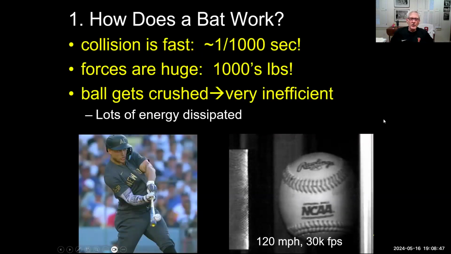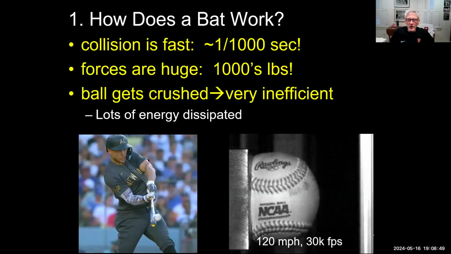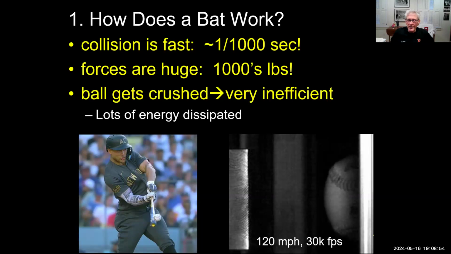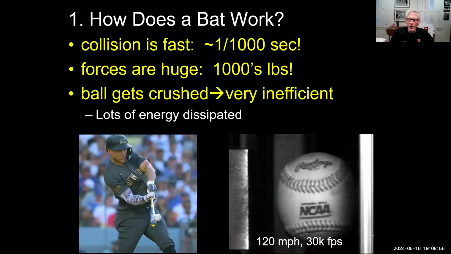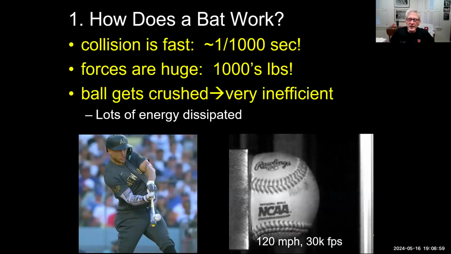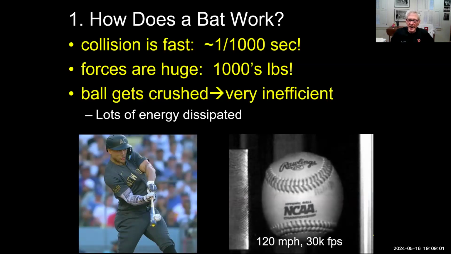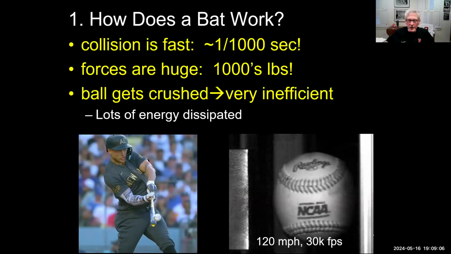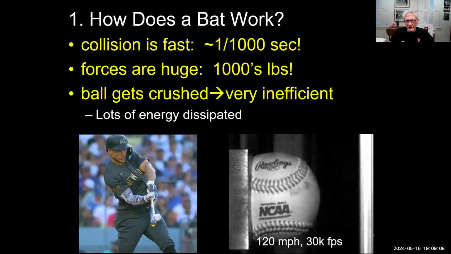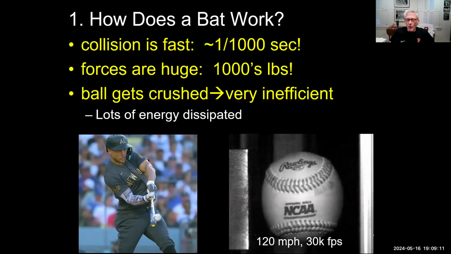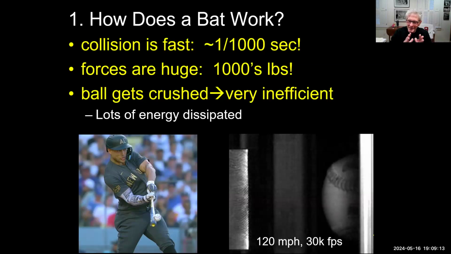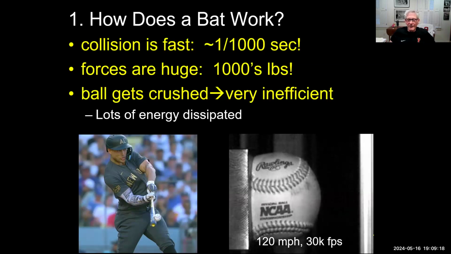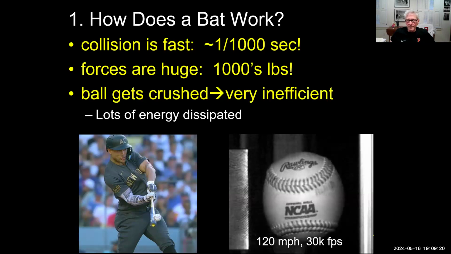How does a bat work? So what you're seeing on the right is a high-speed video, 30,000 frames per second, of a ball hitting a steel plate. The ball was fired out of an air cannon at 120 miles an hour. And the first thing you notice, when the ball is in contact with the plate, is that the ball gets crushed. Okay, it kind of gets smaller, right? It flattens out on the flat plate.